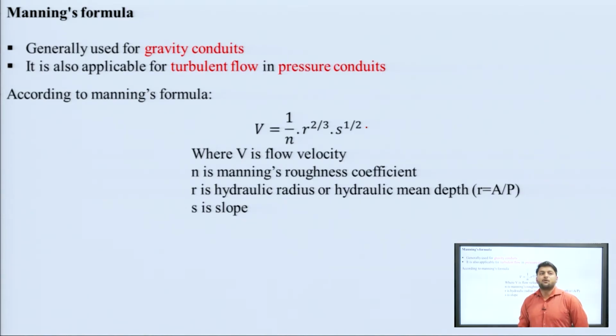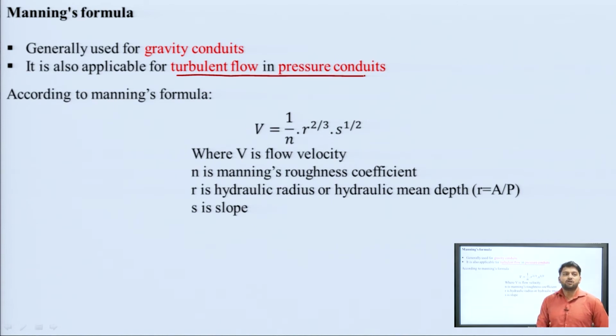Next is Manning formula, which is considered for designing gravity conduits, but it is also applicable for turbulent flow in pressure conduits. Means this formula can also be used for designing pressure conduits, but the flow type is turbulent flow. According to Manning formula, what should be the velocity? Velocity equals 1 by n r to the power 2 by 3 s to the power 1 by 2.